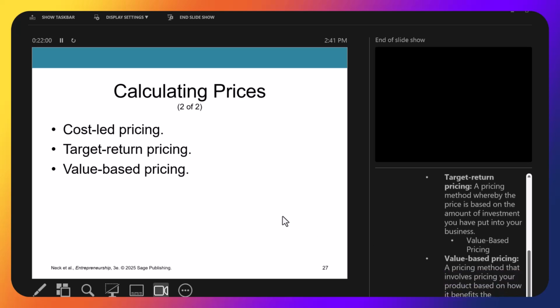My target return. And value-based pricing is simply pricing your product based on how the customer will buy it and benefit from it. Basically, how much value is in it for the customer? If they value it, they will buy it. If they don't, they won't. Plain and simple. That ends chapter 10.